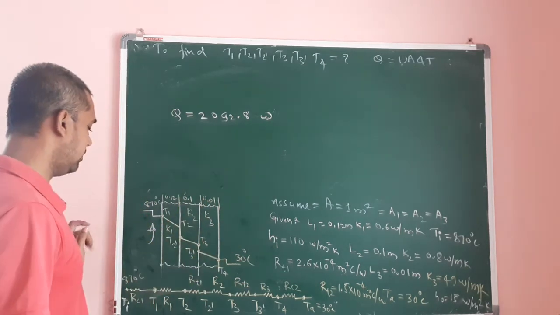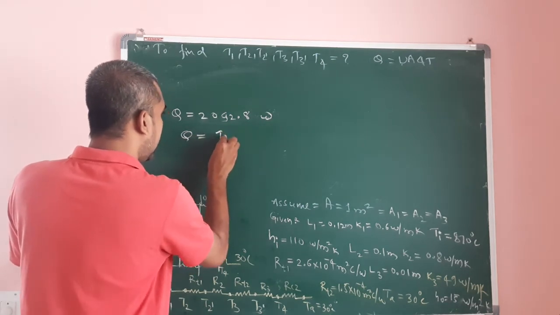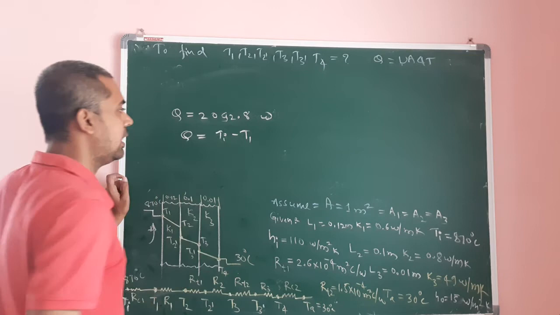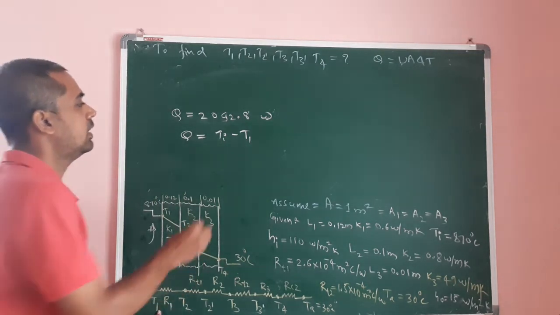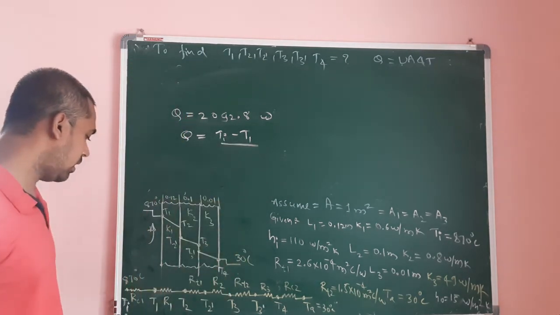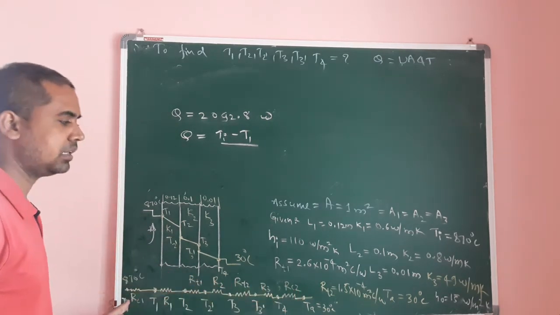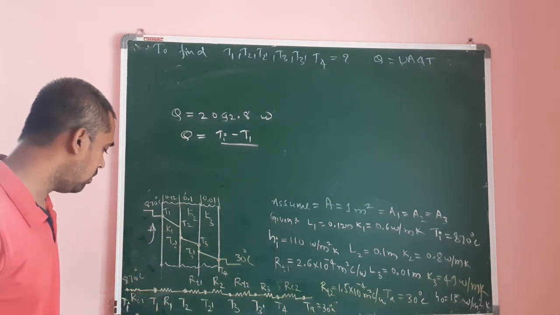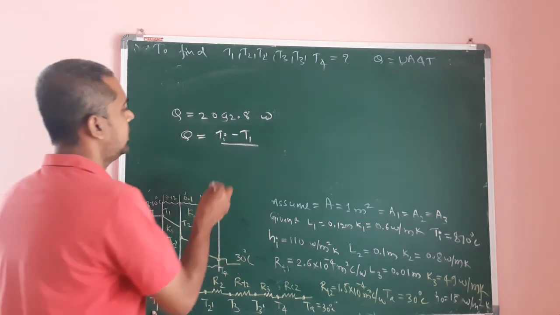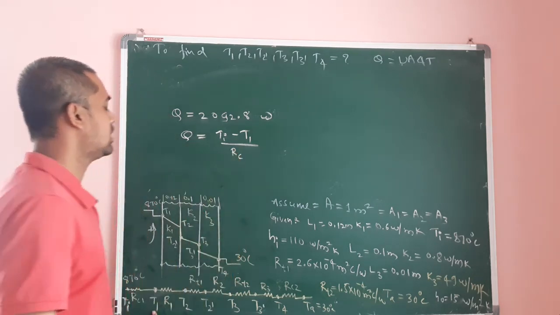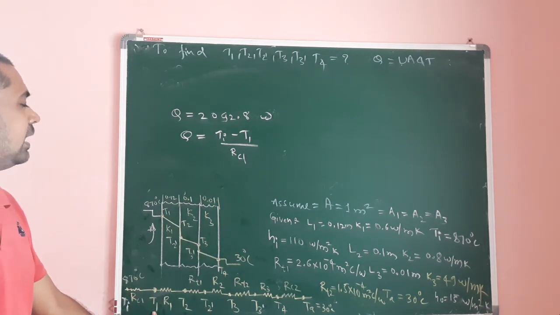Therefore, Q will remain the same. We can write Q is equal to Ti minus T1, divided by, previously what I had taken was Ti minus Ta, where I divided the entire thermal resistance between them. Now I have to divide only the thermal resistance between Ti and T1, that is RC1. Therefore, I have taken only that thermal resistance.